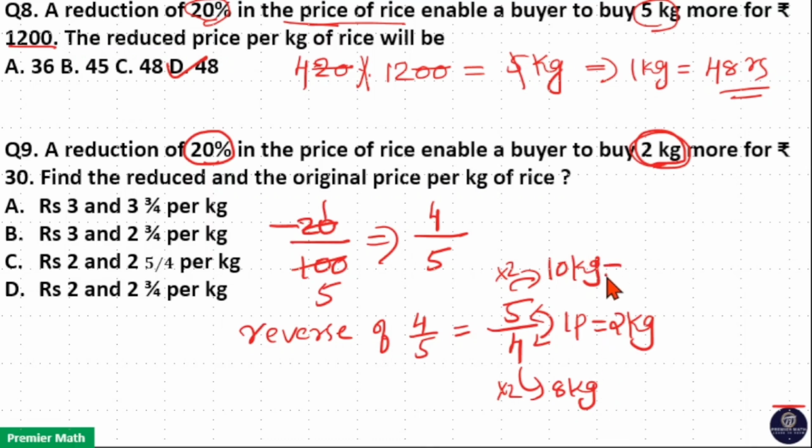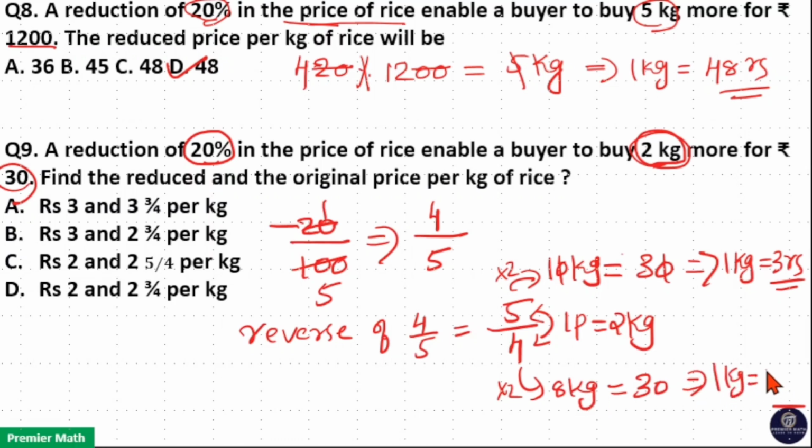Now this 10 kilogram cost 30 rupees. Which means 1 kilogram cost 3 rupees. This is the reduced price. Now this 8 kilogram also cost 30 rupees. This was the original price. Which means 1 kilogram cost 3 and 3 by 4 rupees. So option A is your answer.